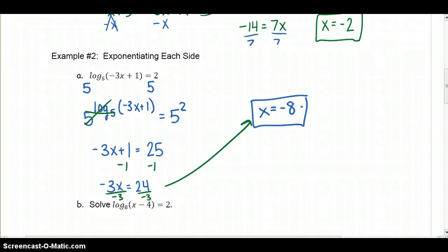Alright, so again, the way we get rid of a log base 5 is to exponentiate it to the base 5. So it becomes the exponent of a 5. That way we can cancel those out.